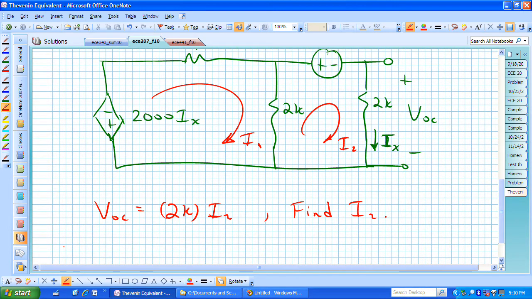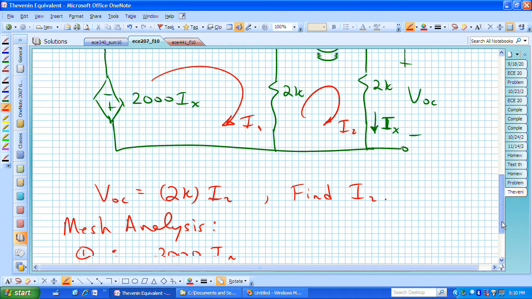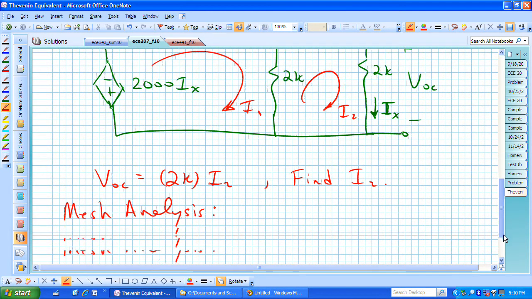Let's now do our mesh analysis, with I1 and I2 that we've defined. Mesh 1 will say that, going from the lower left-hand corner, we enter the positive terminal of that dependent source, and that has a voltage transition plus to minus of 2000 I sub x. Then we have a voltage dropped across the 1K ohm resistor in the direction of I1.